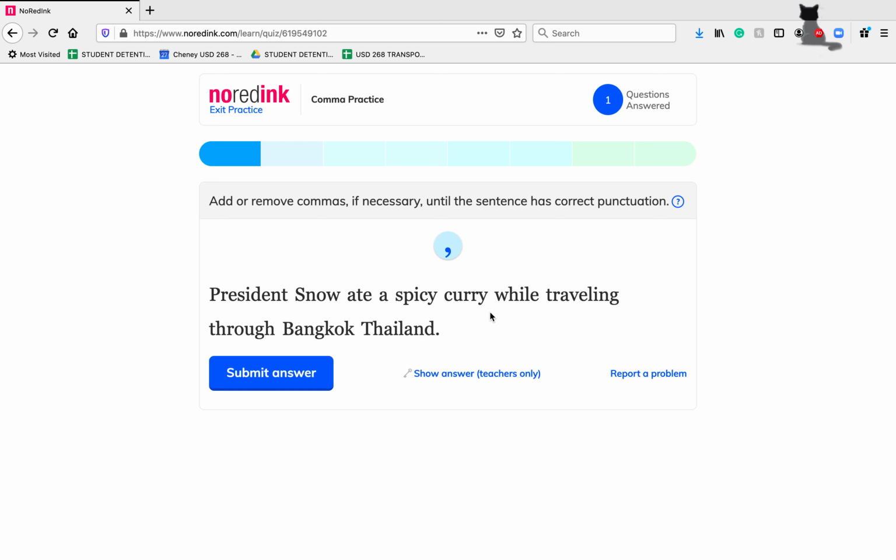President Snow ate a spicy curry while traveling through Bangkok, Thailand. We have our city, Bangkok, and our country, Thailand. We do want to separate those with a comma. Since they're both words, we want to make sure that's really, really clear that they are two different things.